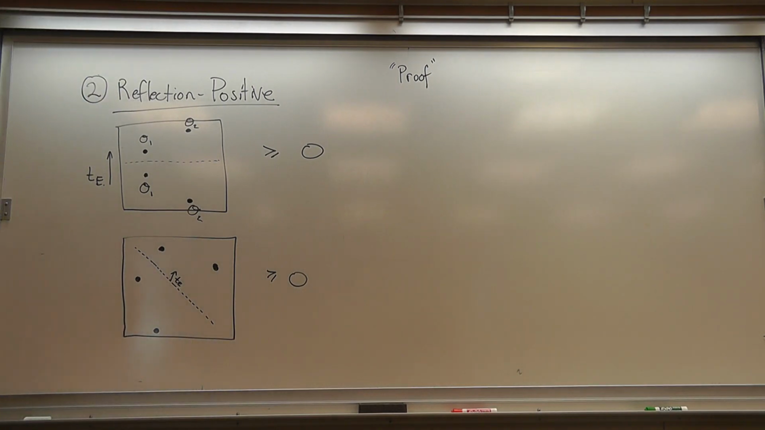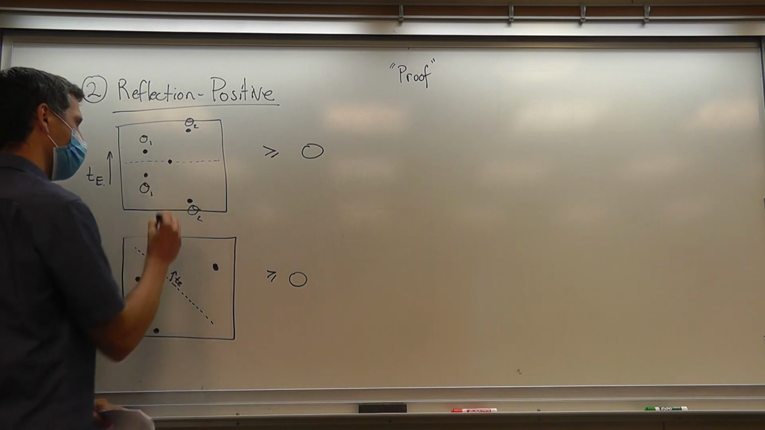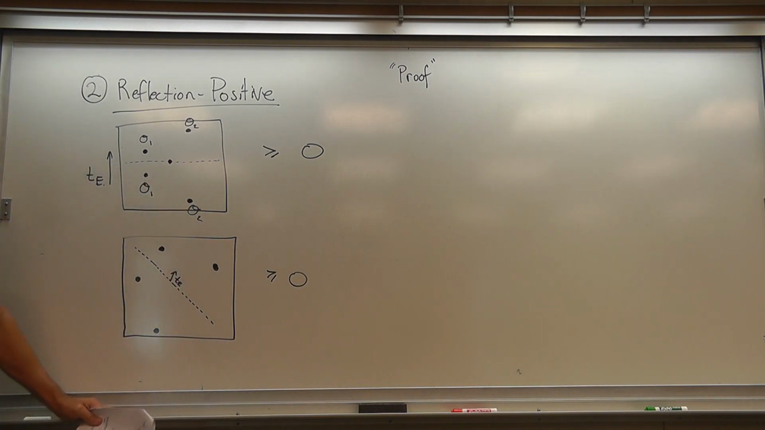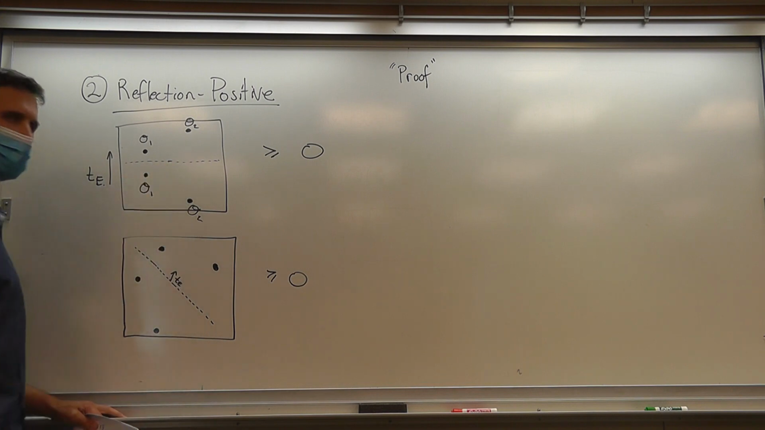Does this apply when an operator is on the boundary? What do you mean by on the boundary? Do you mean on the dashed line, on the center line? Yeah. No, it does not. That's a good question. If we had a 5-point function with that, it kind of looks symmetric. It does not apply to that case, and we'll see why from the proof that I'm about to give.